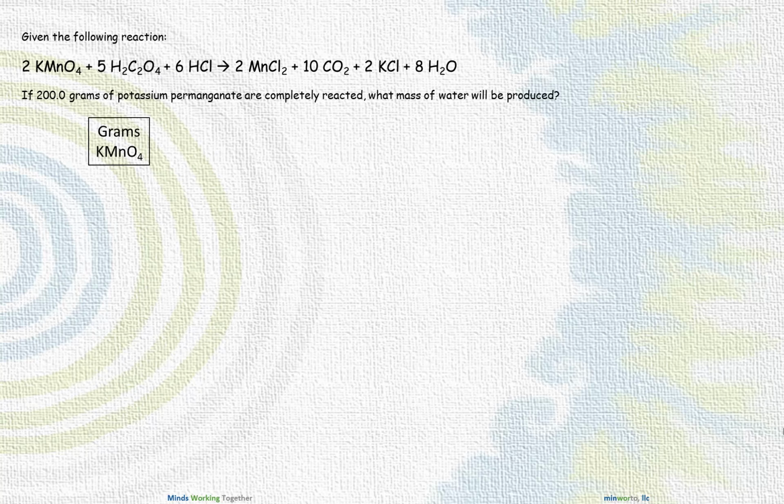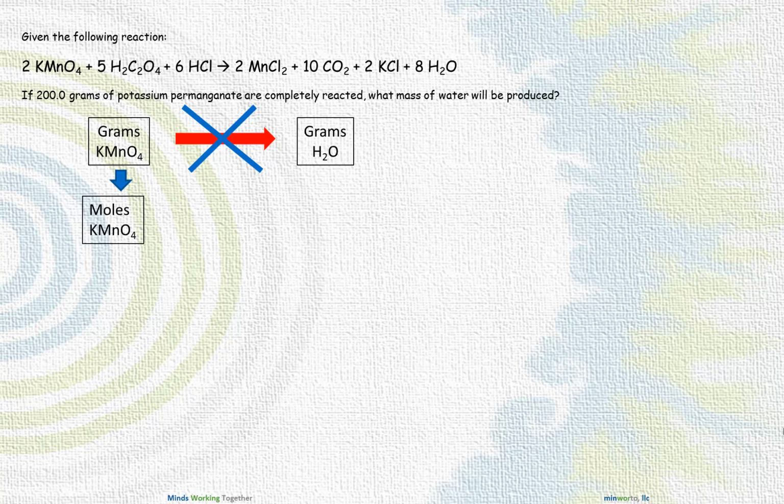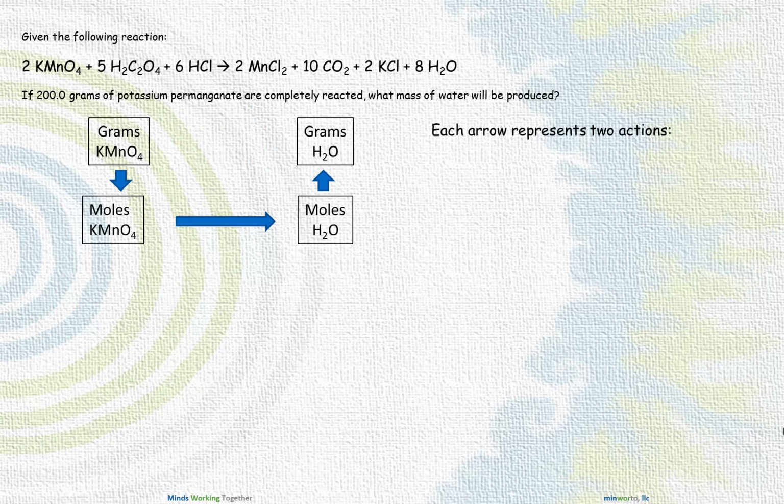Well, it would be very nice if we could go directly from grams of potassium permanganate to grams of water and make that conversion, but there is no direct relationship. Instead, we need to find moles of potassium permanganate, then moles of water, then grams of water. Each arrow that you see in the diagram represents two actions that need to be taken. Find a relationship and use that relationship in a conversion. Let's see how that works.